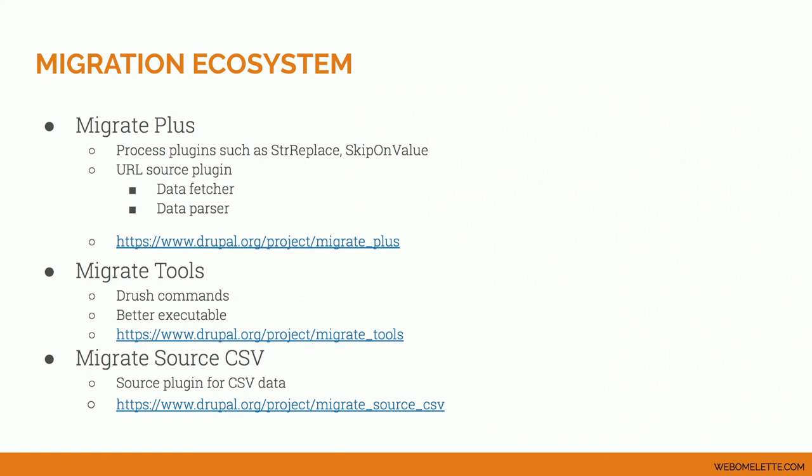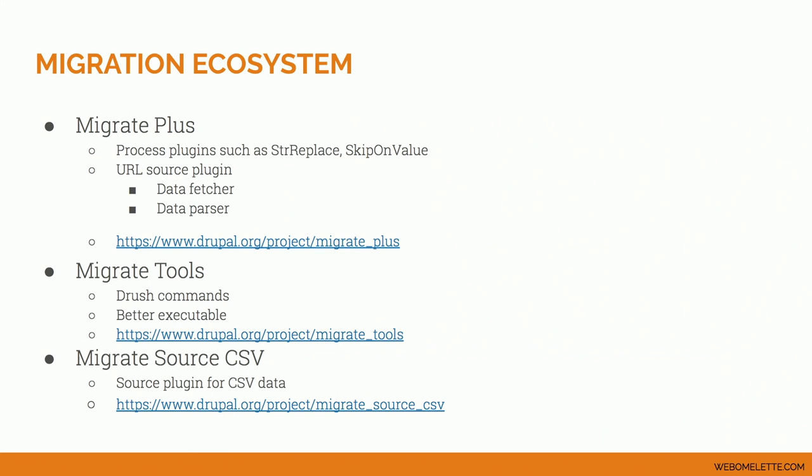The Migrate Plus module comes with a bunch of extra source and process plugins. For example, string replace and skip on value. I'm sure I don't have to explain what string replace would do, right? You just say what you want to replace and with what, and it's just declarative in the YAML file. Skip on value skips a record if it has certain values or not.